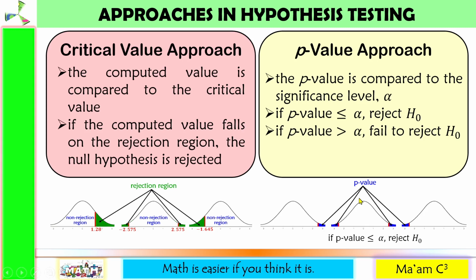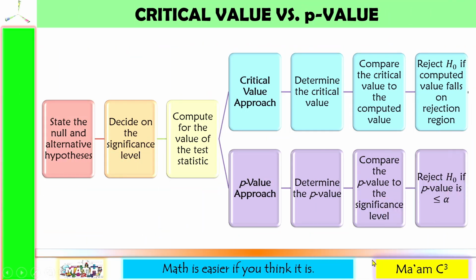To give you a glimpse of the process, here is a diagram. So of course, first we state the null and alternative hypothesis, and then we decide on the significance level in case it is not given in the problem. Third one, we decide on the test statistic and compute for its value. From here, you can choose from two options, either critical value approach or p-value approach. For critical value approach, you have to determine the critical value and compare that with the computed value found in step 3. If the computed value falls on the rejection region, we reject the null hypothesis.